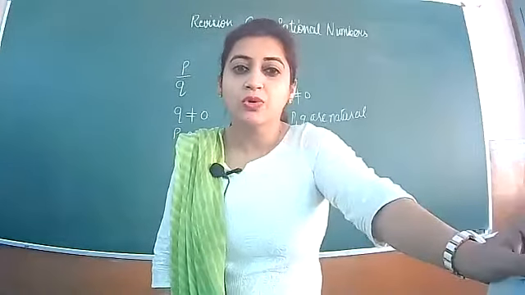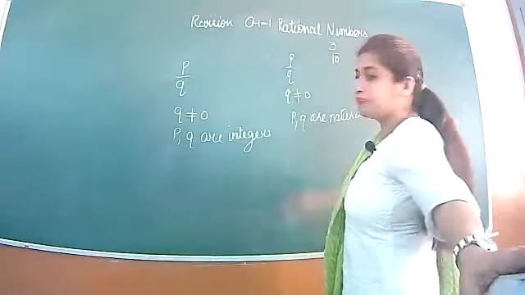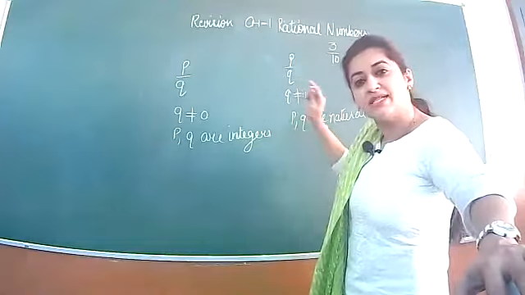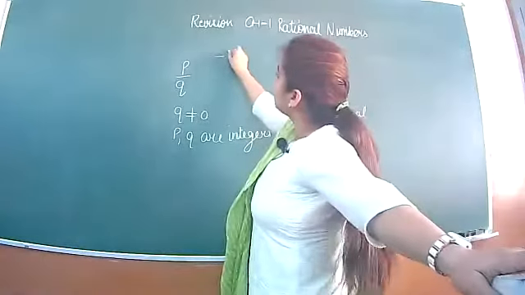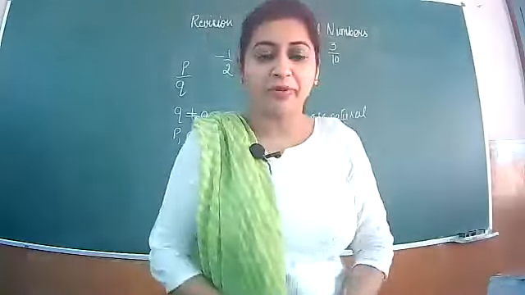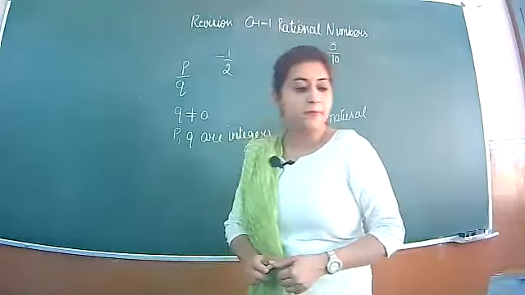Got it? So if I write 3 by 10, it is a rational number, or you can say it is a fraction. But if I write minus 1 by 2, then it is only a rational number but not a fraction because it is negative. Got it?